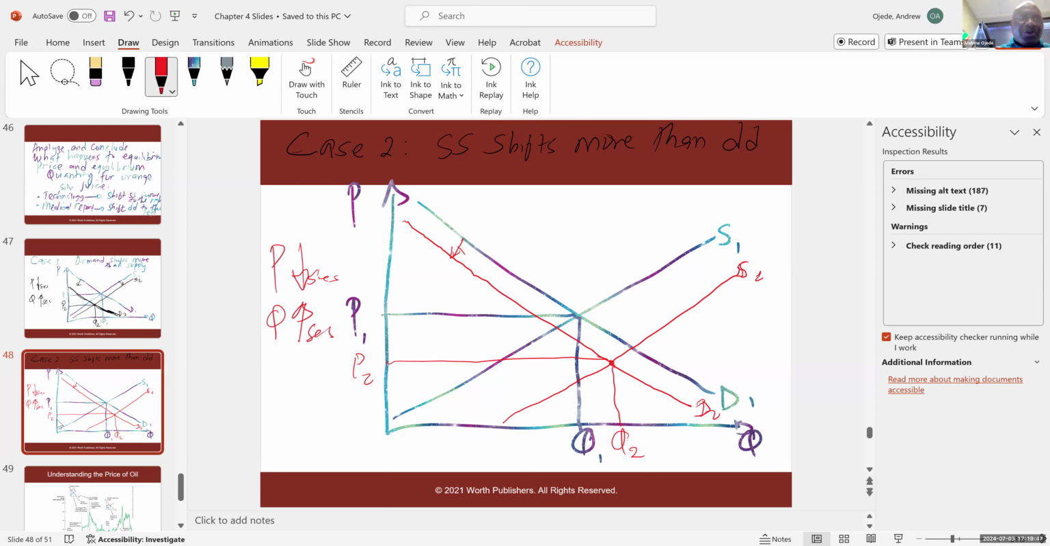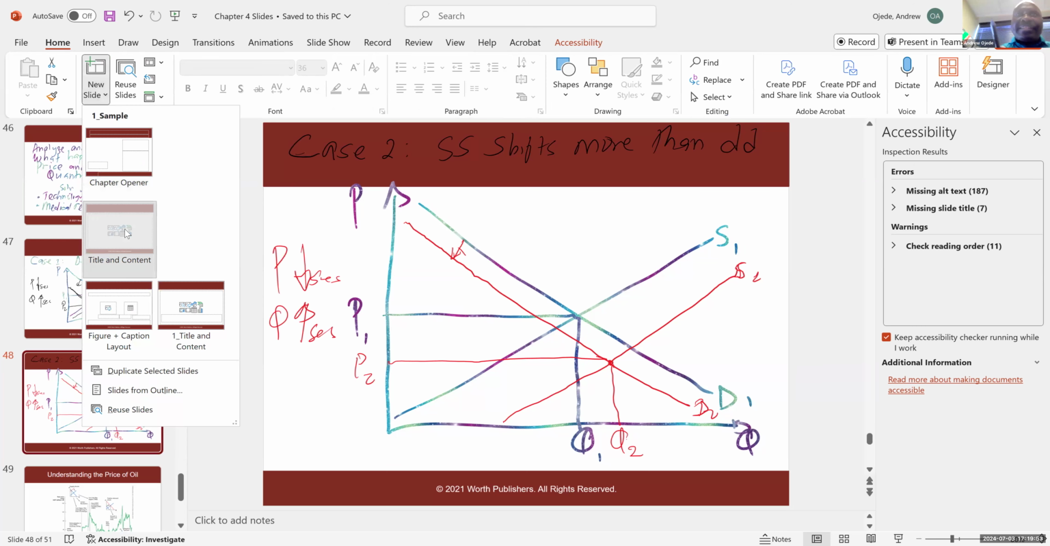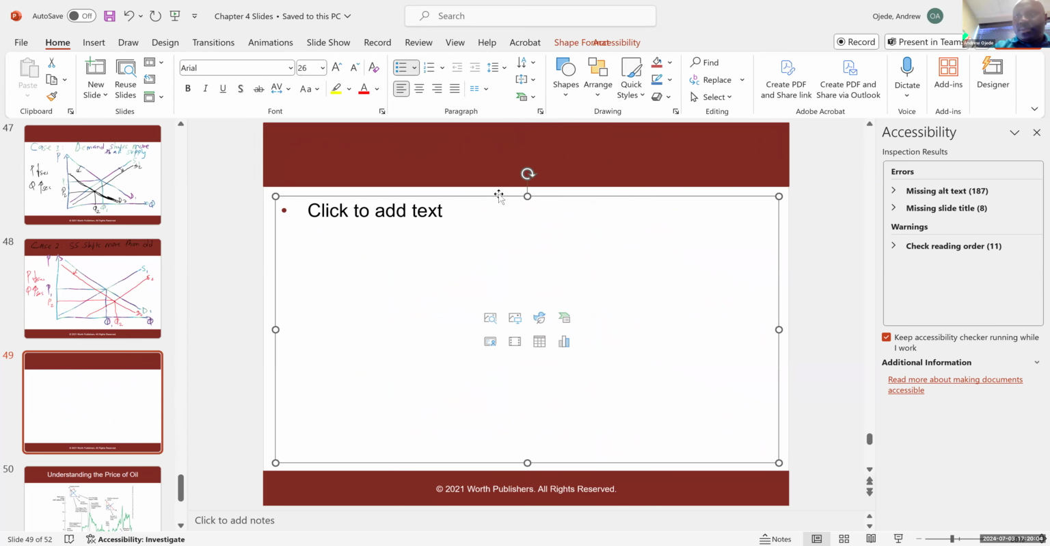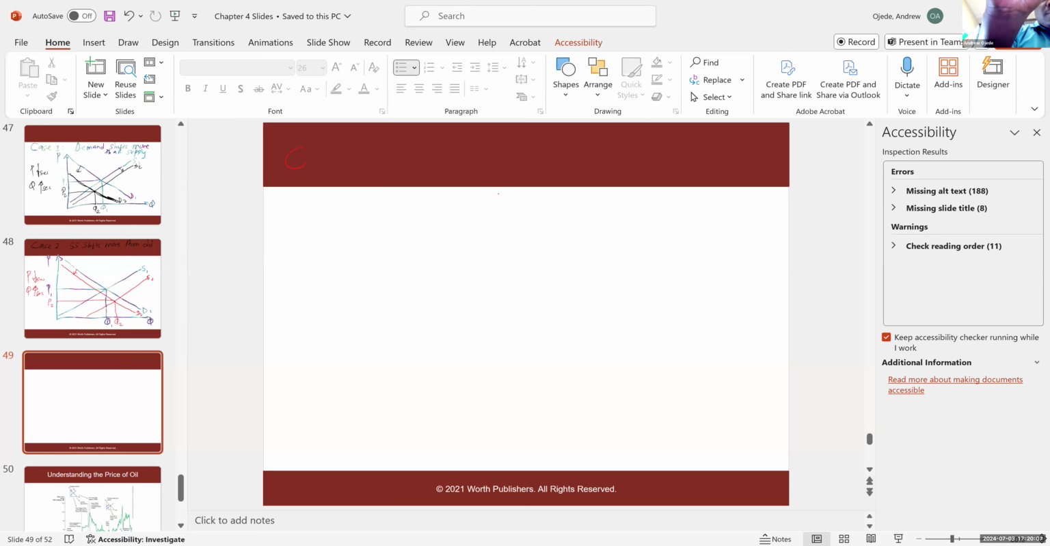Then the last case that you draw is a case where you're going to assume that what? Demand curve and supply curve shift proportionally by the same magnitude. Right? They're going to be shifting proportionately by the same magnitude. Okay? So we can say, case three, we're going to say demand and supply shift by the same size. Okay? So when they shift by the same size, here's what's going to happen.